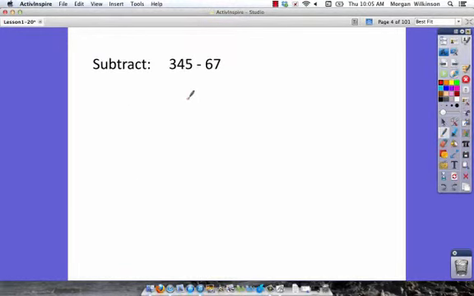Now we want to subtract. Maybe this is review for you as well. We're going to subtract 67 from 345. So we're going to align everything vertically. We're going to make sure everything is in the same place value. So our problem is going to look like this. We've got 345 minus 67.